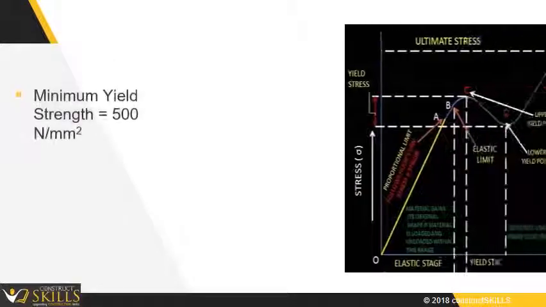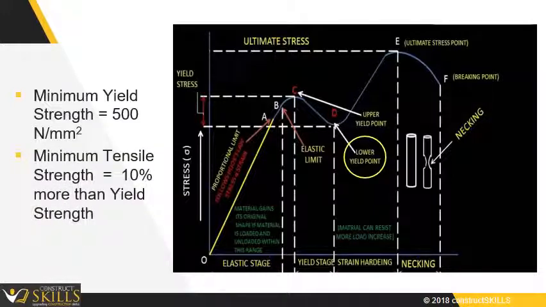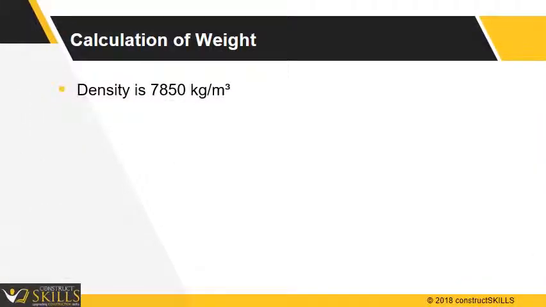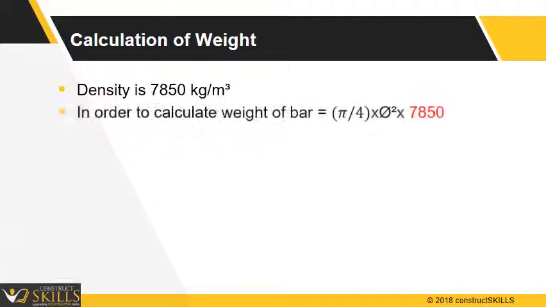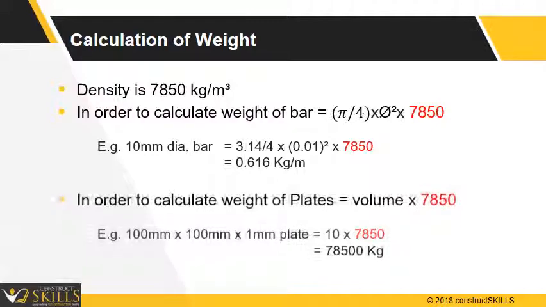The permissible minimum yield strength of the steel is 500 Newton per millimeter square, and the minimum tensile strength is 10% more than that of yield strength. The density of steel is 7,850 kg per meter cube. In order to calculate weight of the particular bar, the formula is volume times density, which for a bar will be as highlighted. For a 10 mm diameter bar, unit weight will be 0.616 kg per meter. In same manner, the weight of the plate can be calculated.